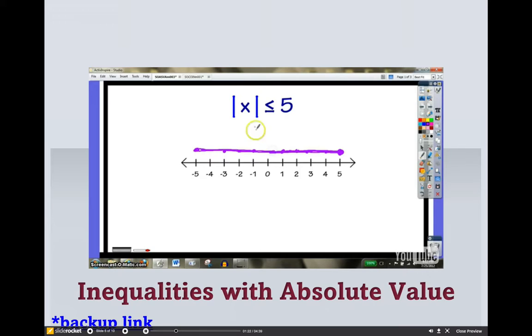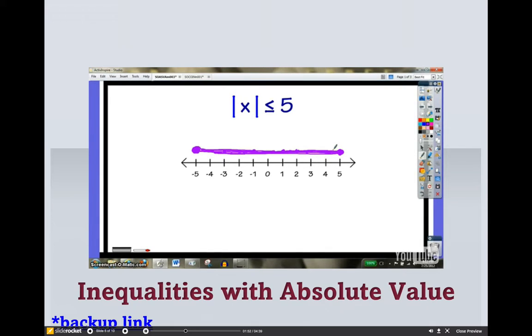Because if I take the absolute value of negative 5, I get 5, and 5 is less than or equal to 5. But if I go beyond that, like let's say negative 6, the absolute value of negative 6 is 6, and 6 is not less than or equal to 5. So what I end up getting with this inequality is no arrows at all. I end up getting a starting point of negative 5, an end point of positive 5, and a line in between.